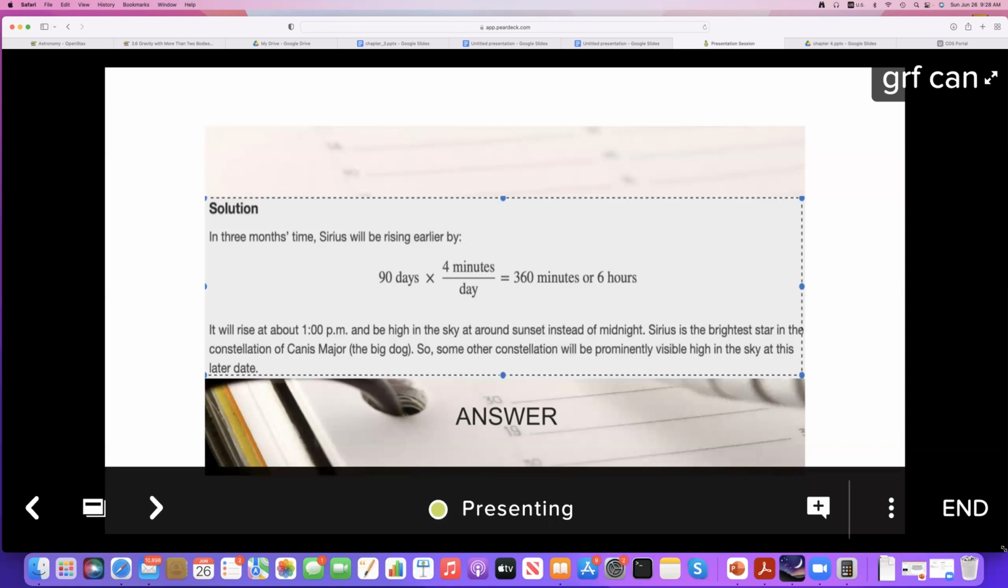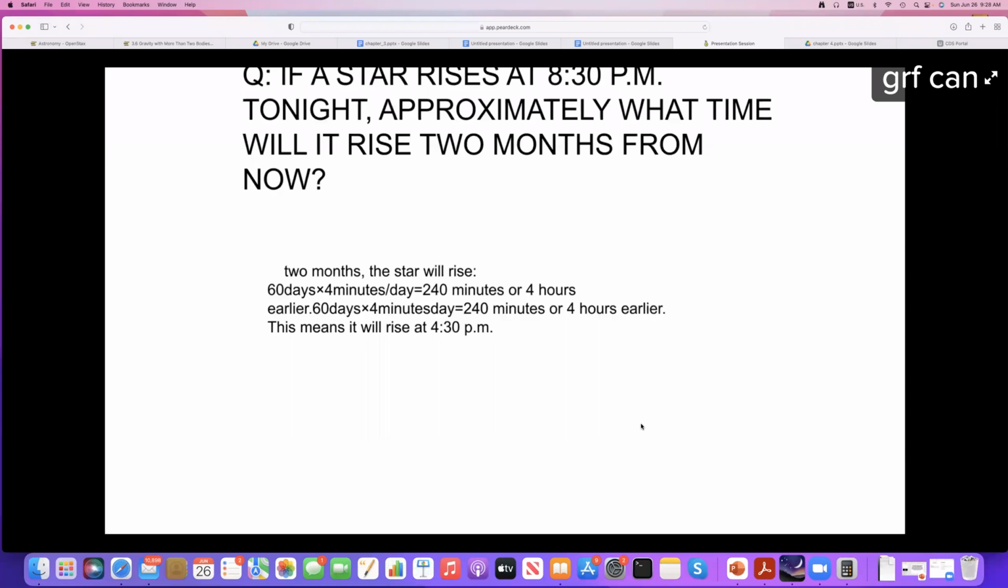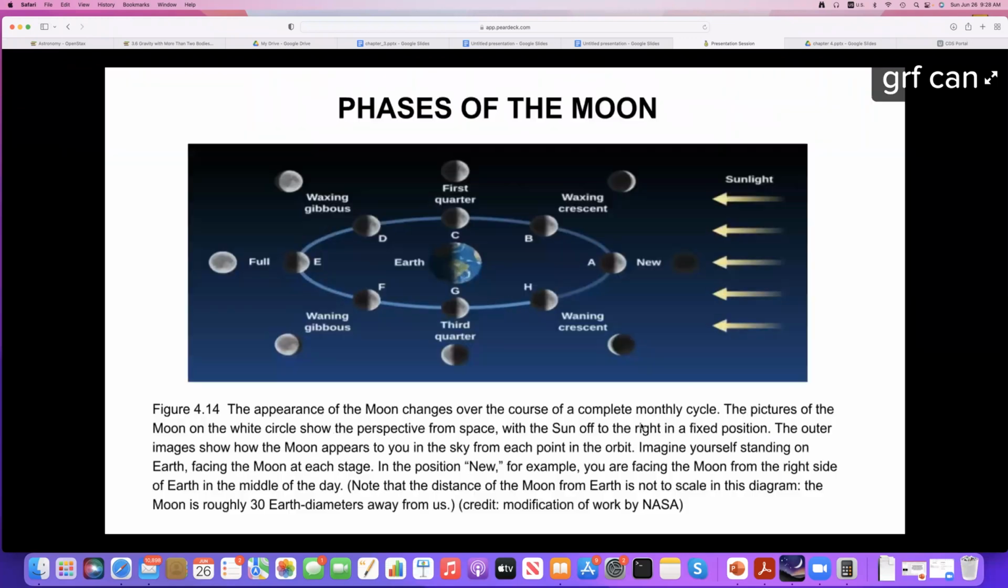Right, now let me, the time is 9:28, and there is another example right here. If a star rises at 8:30 p.m. tonight, approximately what time will it rise 2 months from now, right? So that is again the same kind of problem. So just practice it when I share it. So that is 4 hours earlier. So that will be 4:30 p.m. And there is a definition for the international date time, which I'm not going to go through.